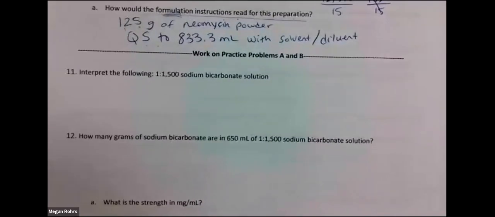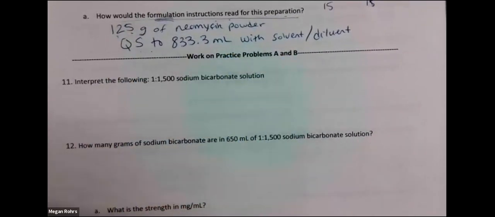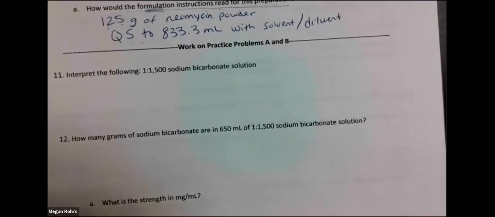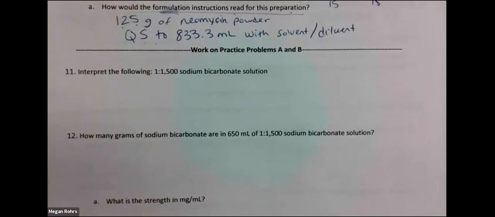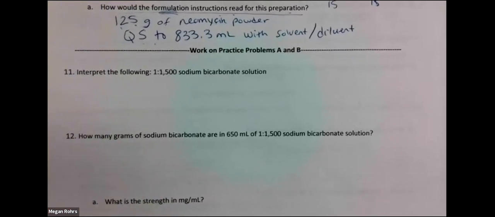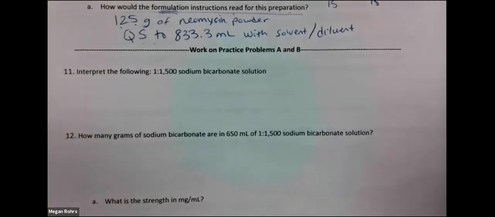So now I want you to take the time right now, pause the video, go work on practice problems A and B. By now, with the examples that I've shown you, you should be able to get through both of those sections. Once you've finished with those, then come back to the video and then we'll move on to ratio strength here.